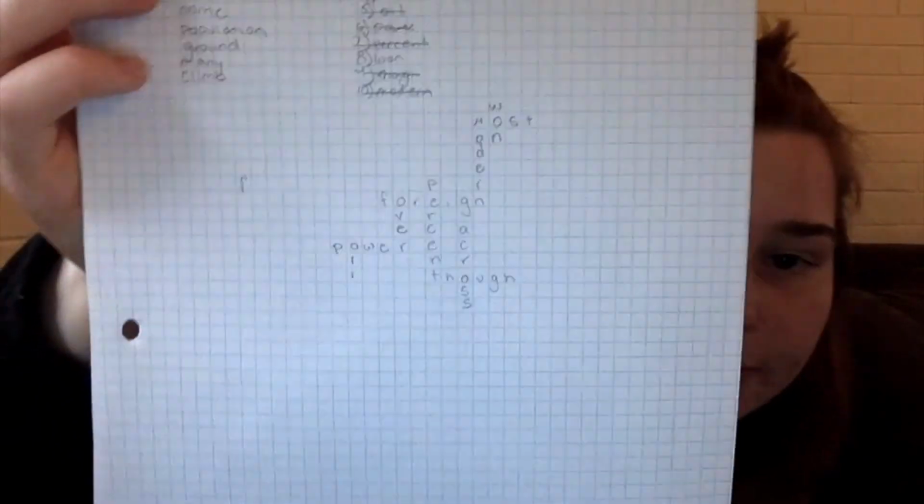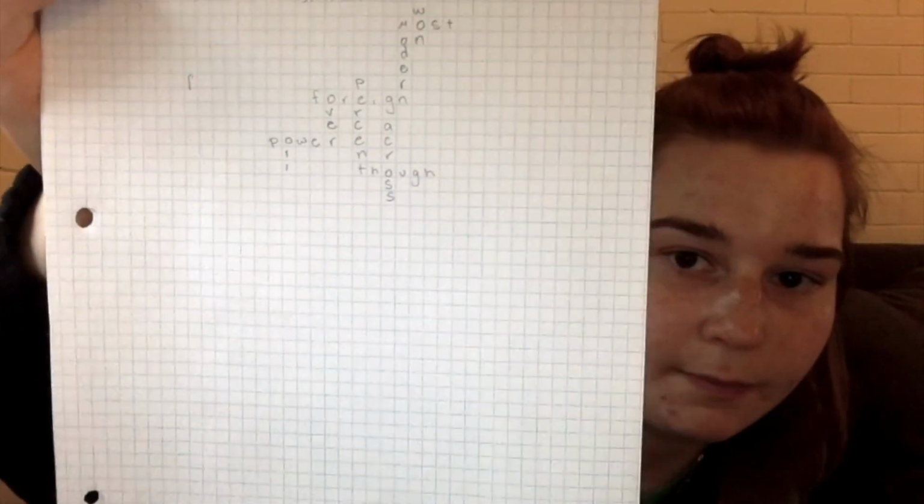So here is my final crossword. As you can see, all of my words are on there. Some of them are vertical, some of them are horizontal. So I put all 10 words in my crossword. They're all overlapping and they either run vertically or horizontally.